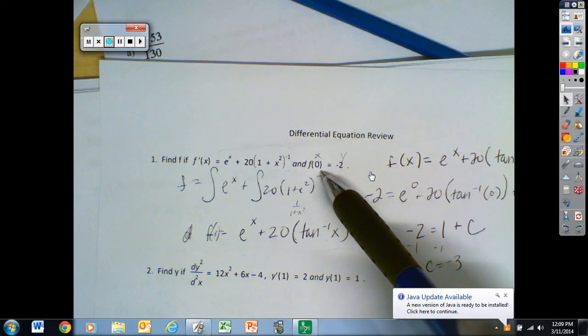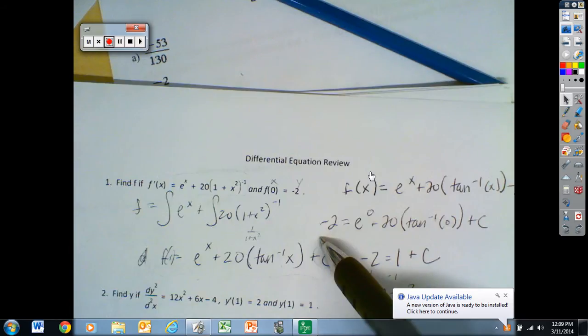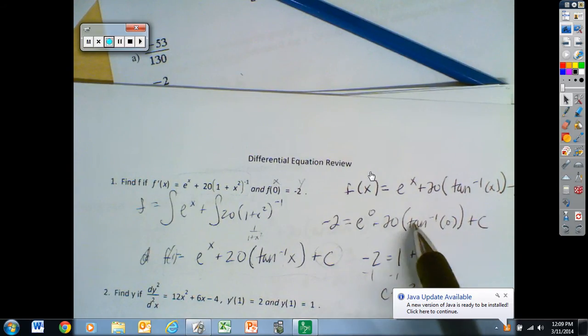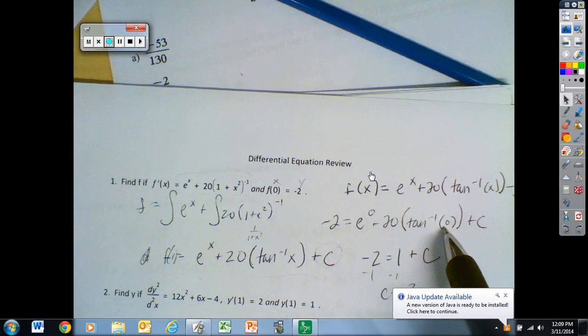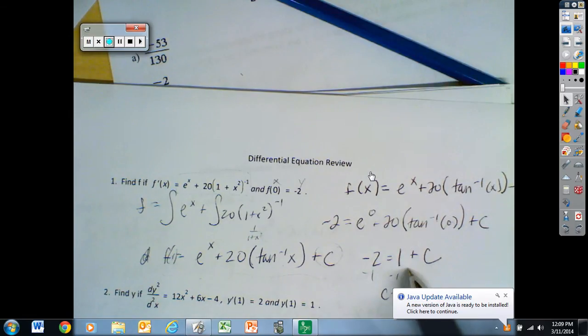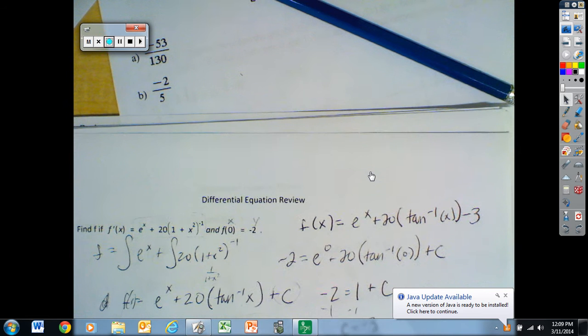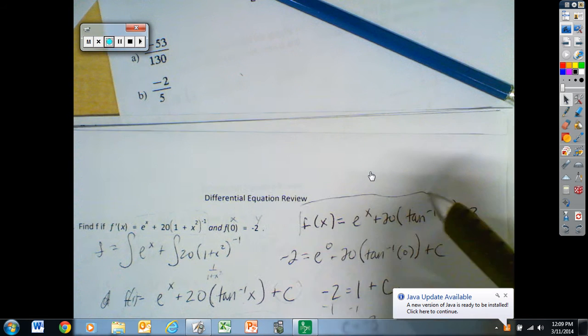So you plug in 0 for x and negative 2 for f of x over here. And you remember that the angle whose tangent is 0 is 0. So when you multiply by 20, that just goes away. And e to the 0 is 1. So you have negative 2 equals 1 plus c, which makes c equal to negative 3. So your final answer is right here. I'm not going to read it to you.